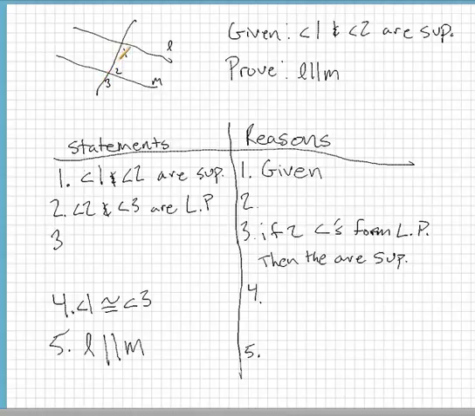And now 2 and 3 are a linear pair. And that is just going to be the definition of linear pair. Right? There's a line, as this one is right here, line L, cut by M, and it gives two angles right here on that line. So that is the definition of a linear pair.